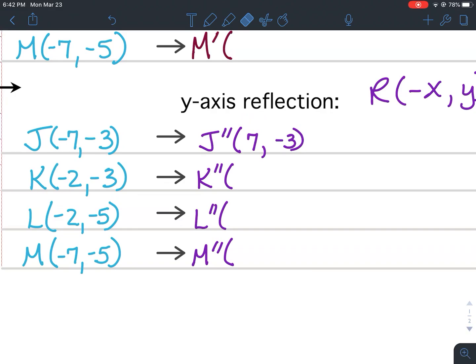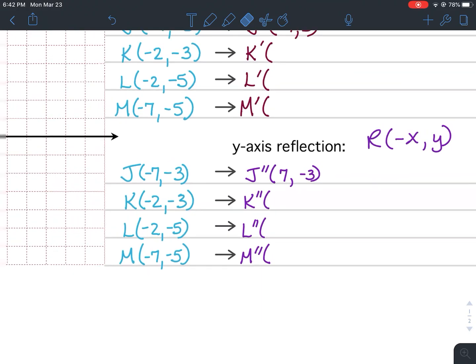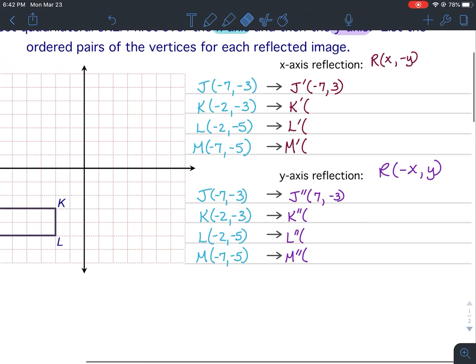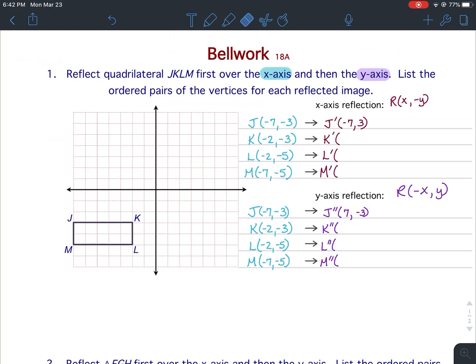So go ahead, find K prime, L prime, M prime, and make sure you are graphing the figure correctly, and don't forget to label it. And again, don't forget to label it with your double prime. If you have any questions, let me know, and that is how you do number 1 of Bellwork 18A.